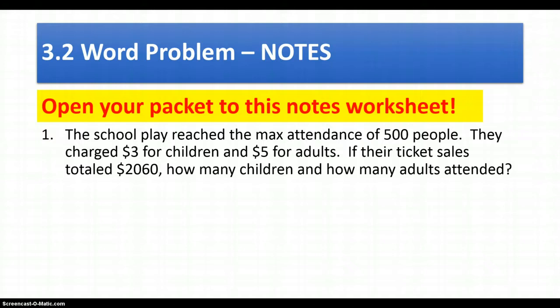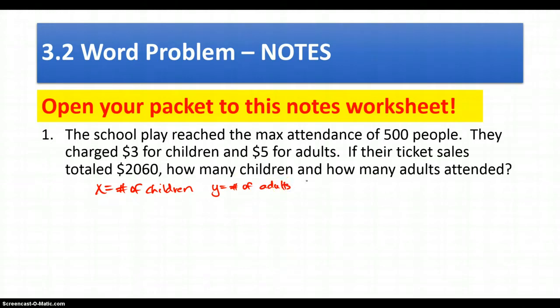The first problem says the school play reached the max attendance of 500 people. They charged $3 for children and $5 for adults. If their ticket sales totaled $2,060, how many children and how many adults attended? Well, we're asking for two different variables here. How many is the number of children and the number of adults. The first thing we want to do when we're working a problem like this is to label our variables. So if we let x equal the number of children and y equal the number of adults. It's always important to label your variables.